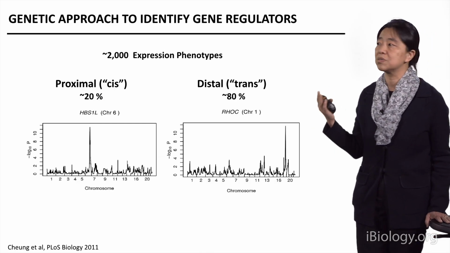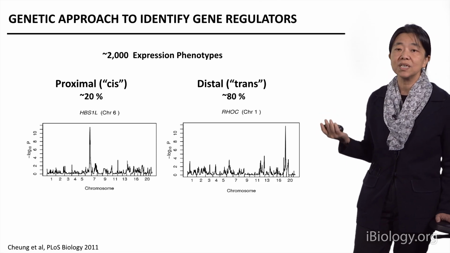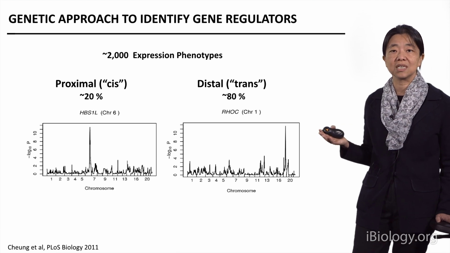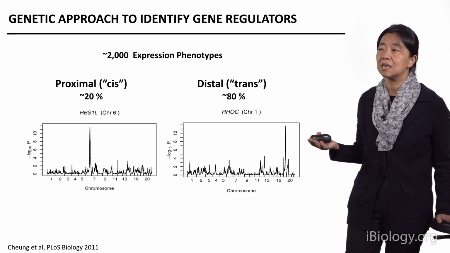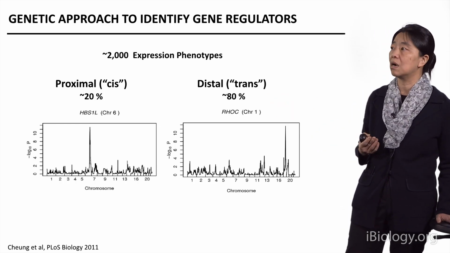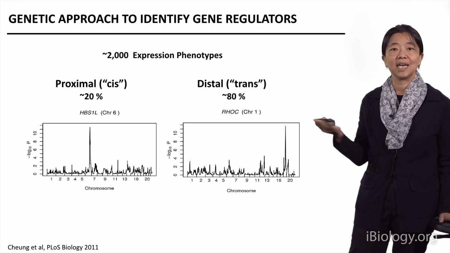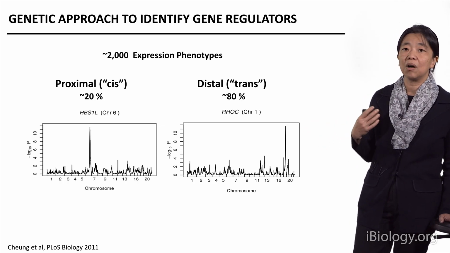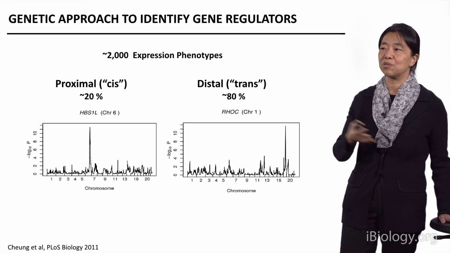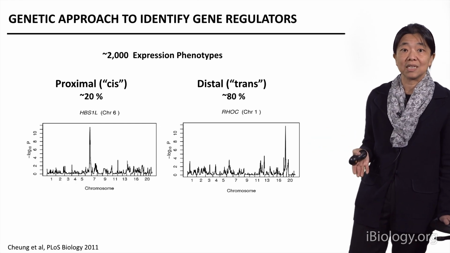So overall, for those 2,000 phenotypes that we looked at, about 20% of them have the linkage peak very close to the gene itself, suggesting they are cis-regulated. The majority of them are somewhere else in the genome, suggesting those are trans-regulated. And we were very pleased with this 20/80 split, because if every gene is cis-regulated, we don't need to do all this exercise looking throughout the genome for the regulation. We can just look close to the gene itself.